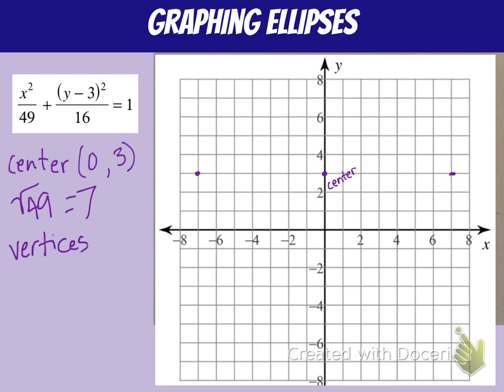We'll now take the square root of 16, which is 4. And I'm going to go 4 in one direction, and I'll count this time so you can see me getting there. 1, 2, 3, 4. There it is. We'll go ahead and plot that. And we'll repeat that in the opposite direction from center. 1, 2, 3, 4. There's my other, there's another endpoint.